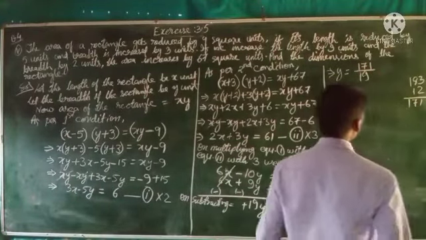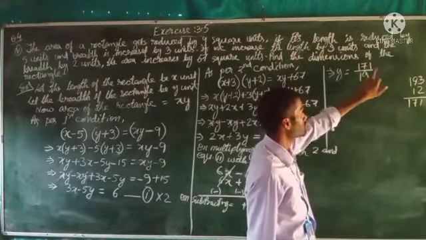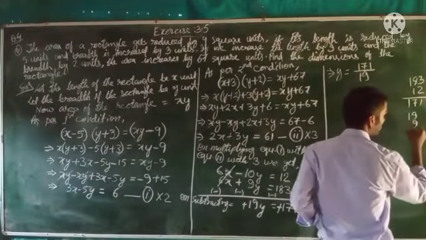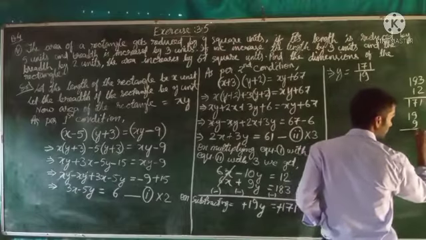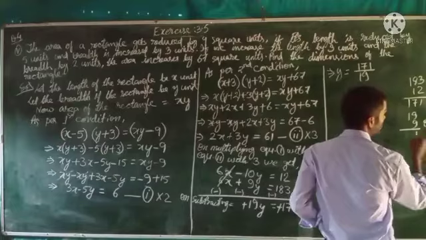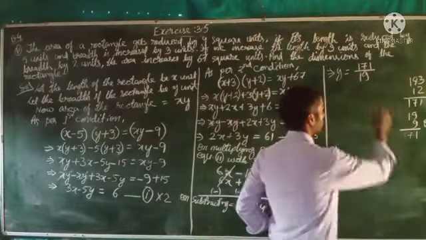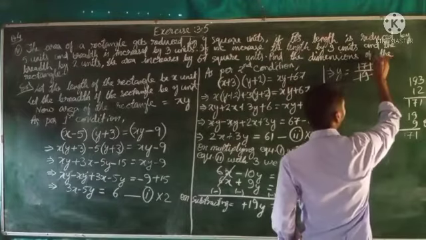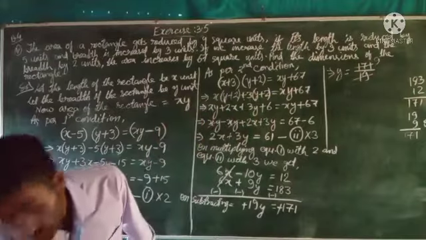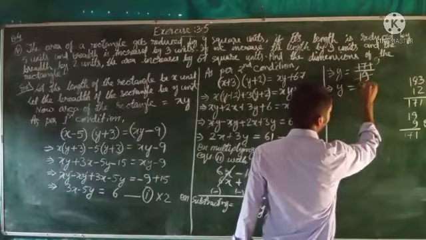Now 19, whether we can cancel it or not. 19 is a prime number, so let us check the table of 19. 19 into 9, what are we going to get? When we are multiplying with 9, 9 into 9, 81, 8 in hand. 9 into 1, 9, plus 8, we will get here 17. So 19 into 9 is equal to 171. So we got the value of y is equal to 9.